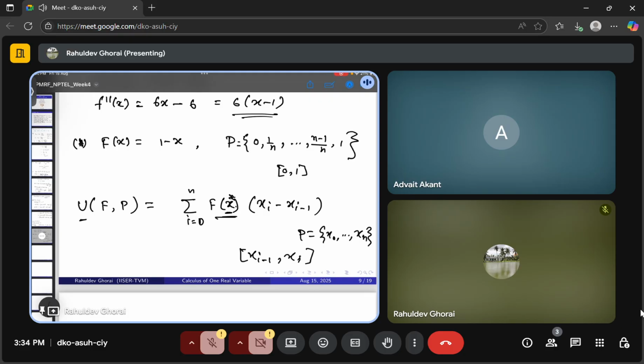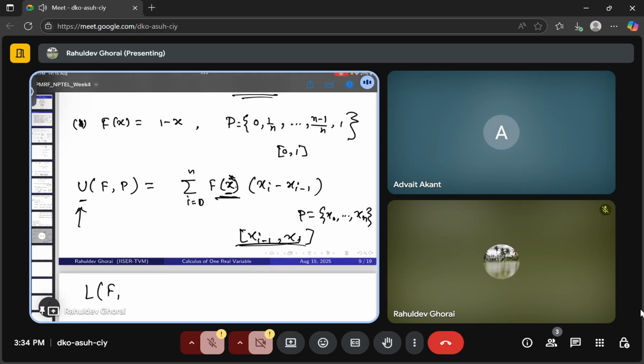U(P, f) means the upper sum, and you just remember that f(x*) for the upper sum is the maximum value of the function f in the interval from x(i-1) to xi. If you have the lower sum L(P, f), that will be the minimum value in this domain, f(x*) times the interval width, and that's the summation.